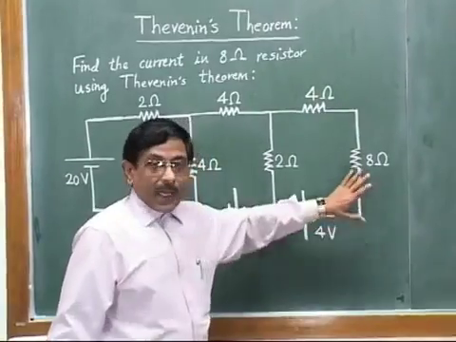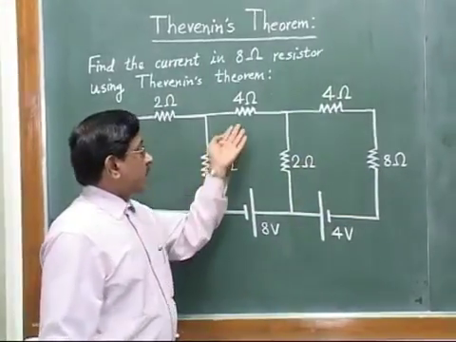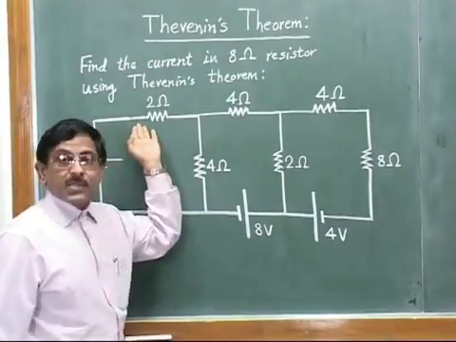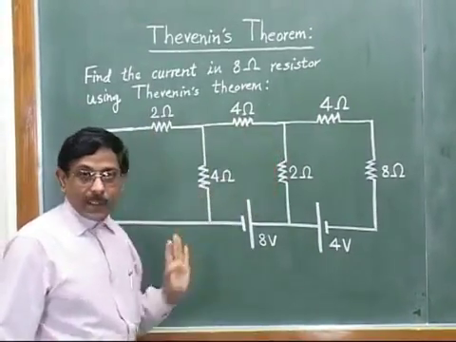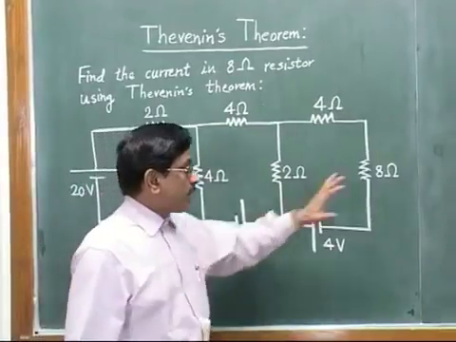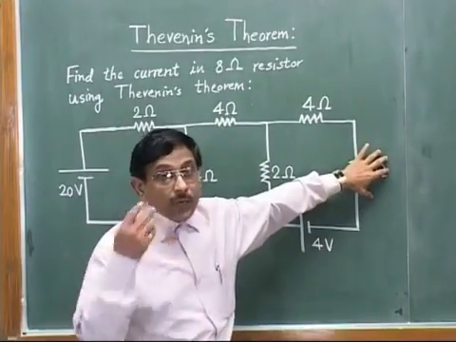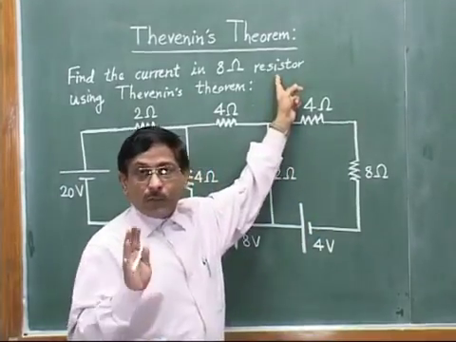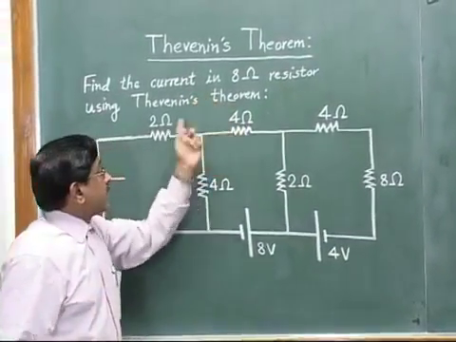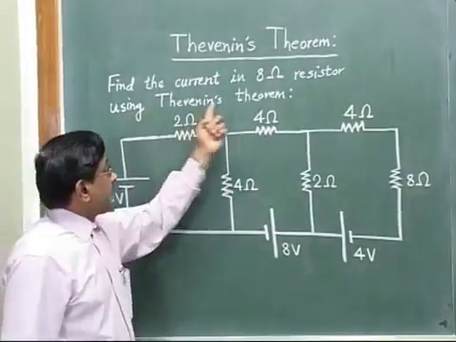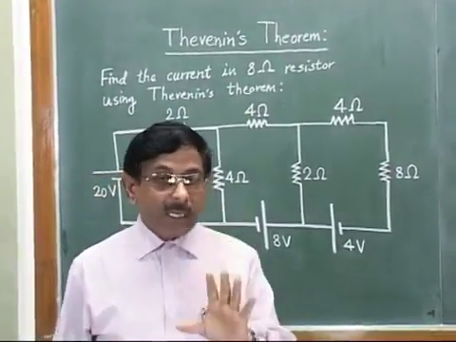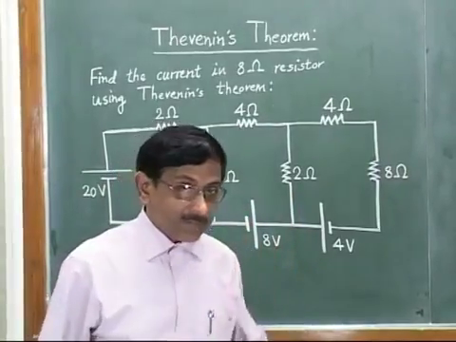Now see, the problem can be anything. I may ask you to find the current in this 4 ohm resistor, or in this 4 ohm resistor, in this 2 ohm resistor, and so on. But since we want to repeat the same problem here so as to verify our answer later on, we maintain the problem the same. Only what we have changed is that now we solve it using Thevenin's theorem. So I will tell you the 5 simple steps to solve such a problem.